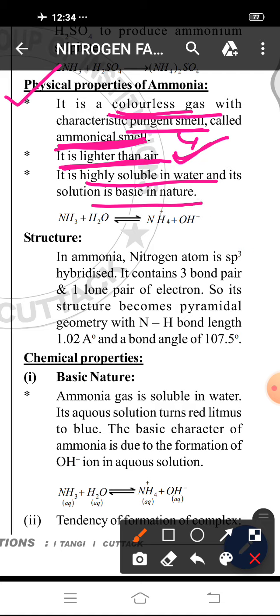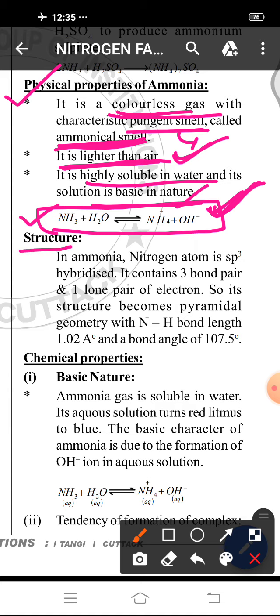It is basic in nature, because when ammonia reacts with water, it forms ammonium ion and OH minus ion. Since it gives OH minus ion, it is basic in nature. When ammonia dissolves in water, it forms OH minus ion. So due to the formation of OH minus ion, we can say it is basic in nature.